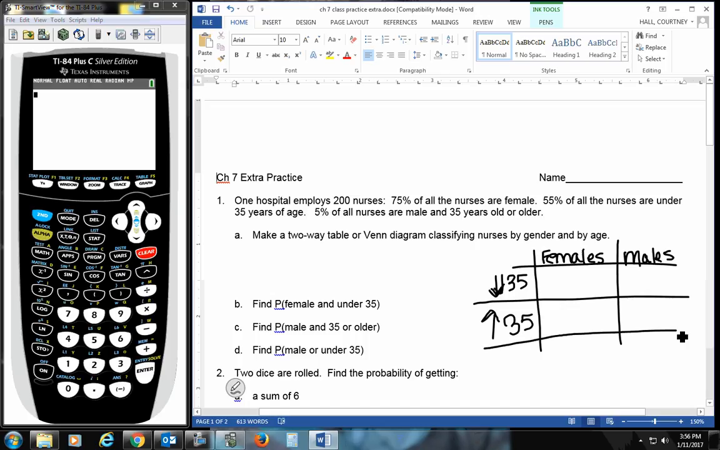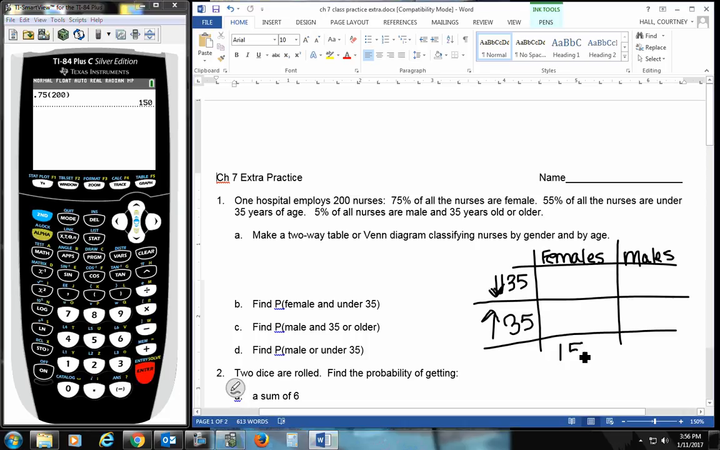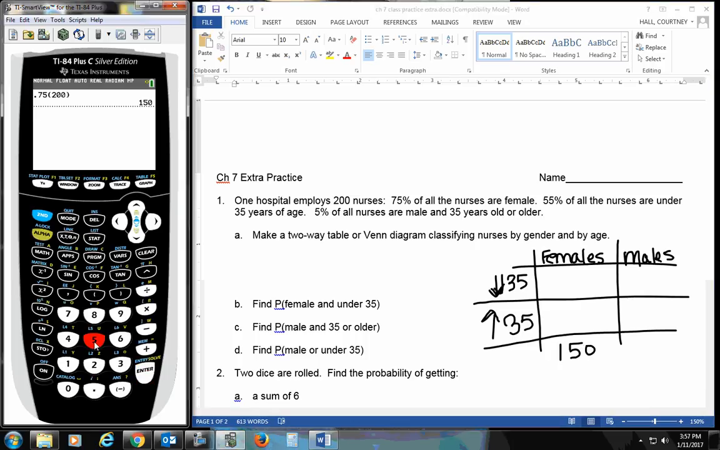And so we have given to us 200 nurses, 75% are female. So I'm going to do 0.75 times the 200, and so that gives me a total number of females of 150. So the entire female column should add up to 150. Okay, proceeding on, they say that 55% of all the nurses are under 35 years old. So I'm going to do 0.55 of 200. That's 55% of 200. So 110 is my total for under 35 years old.